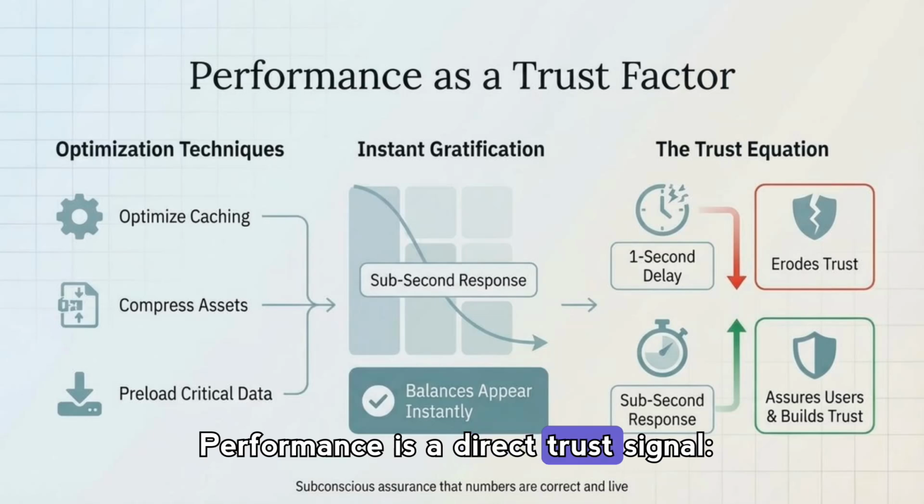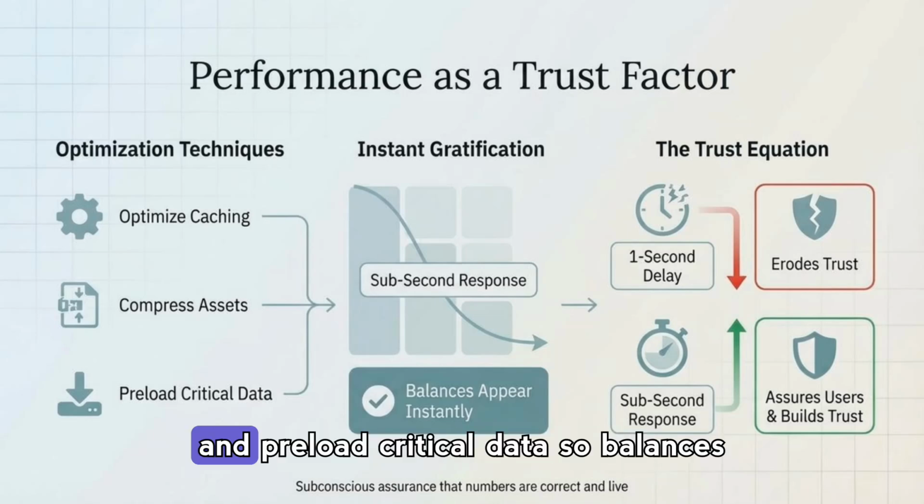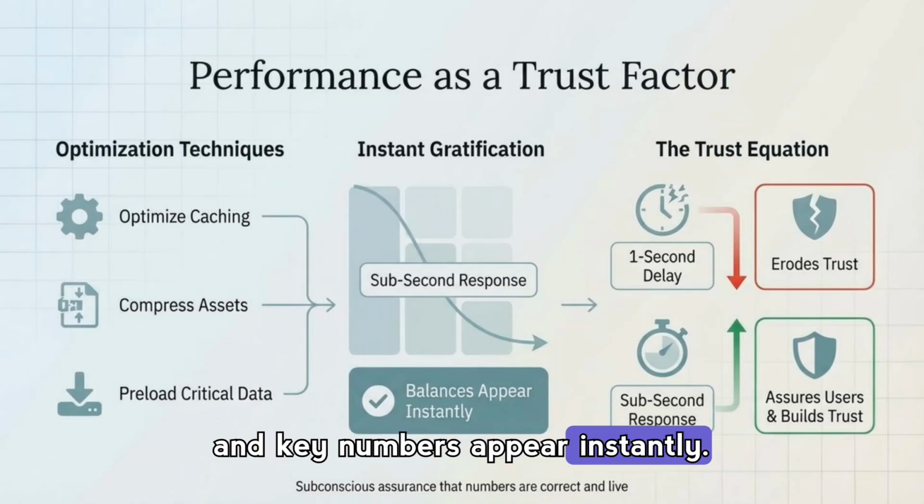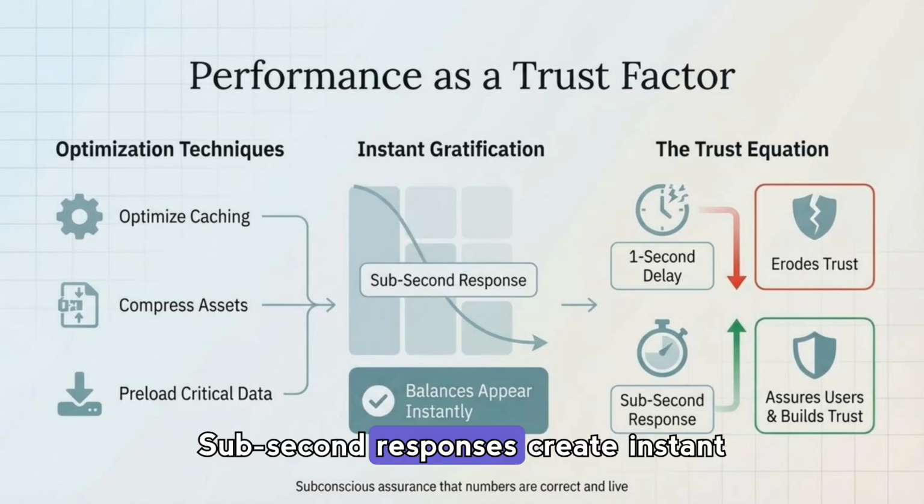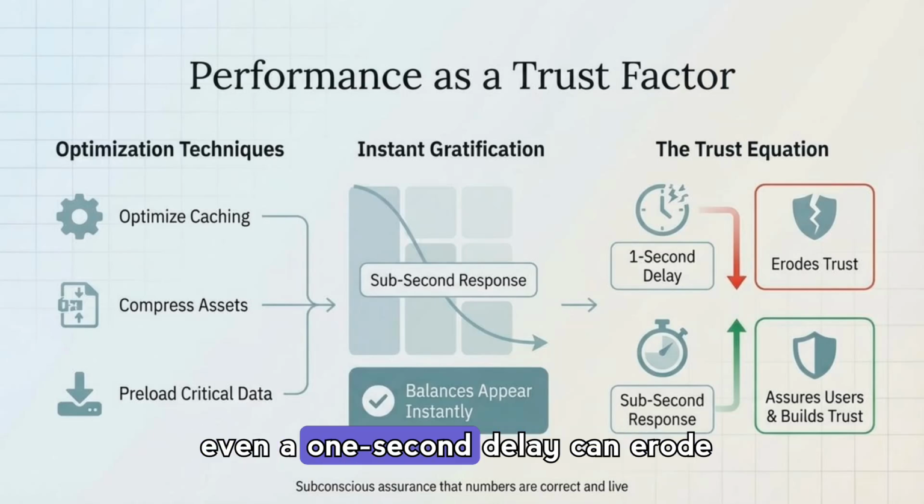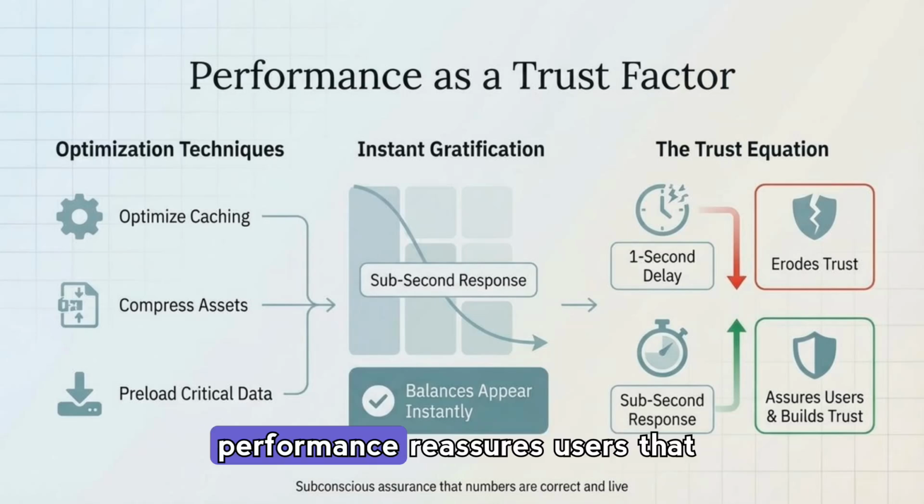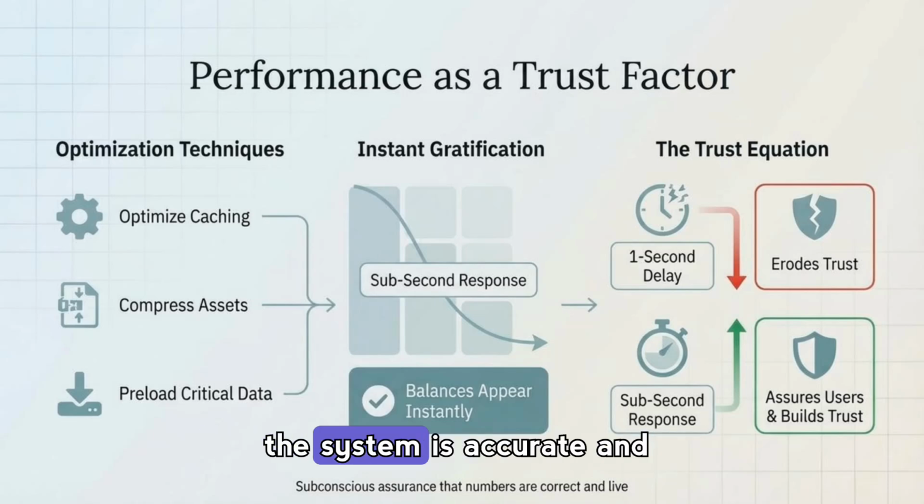Performance is a direct trust signal. Optimize caching, compress assets, and preload critical data so balances and key numbers appear instantly. Sub-second responses create instant gratification and reinforce that figures are live and correct, while even a 1-second delay can erode confidence. Fast, predictable performance reassures users that the system is accurate and dependable in real time.